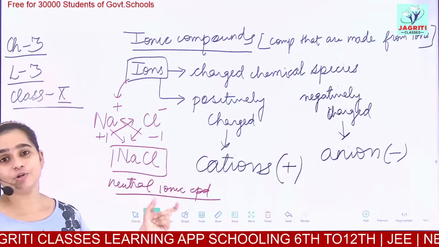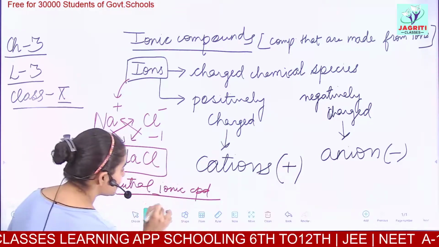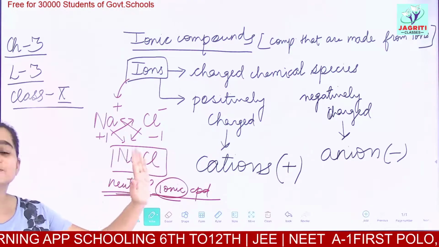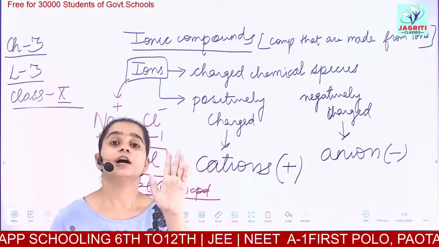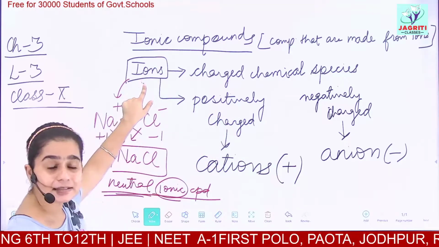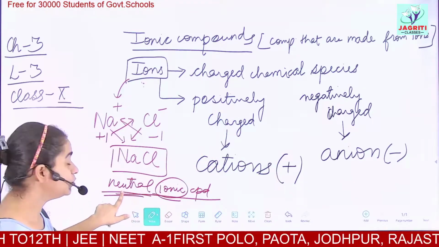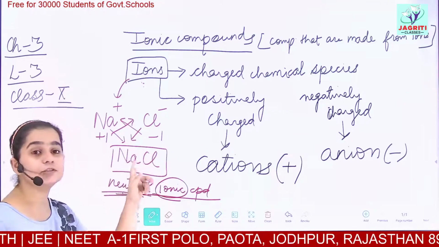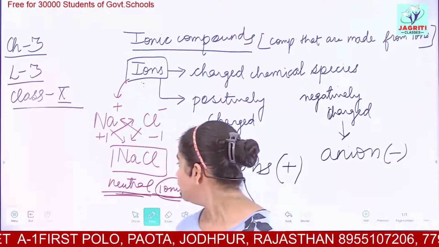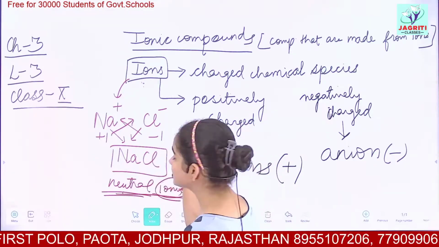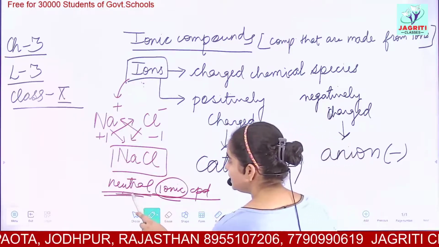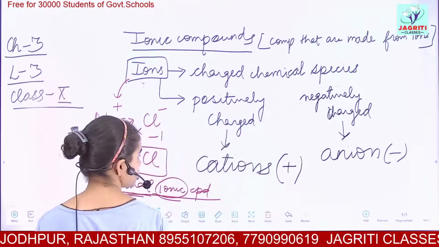Don't get confused with the terms: it is ionic, then how can it be neutral? Ionic means it is made up of ions. The term ionic means those compounds which are made from ions. And neutral means this compound has no net charge. It is neither positive nor negative. We are not writing NaCl plus or minus, +2, -3, nothing. So neutral means which has no net charge.